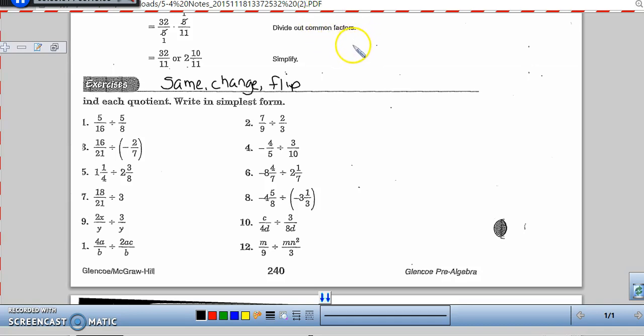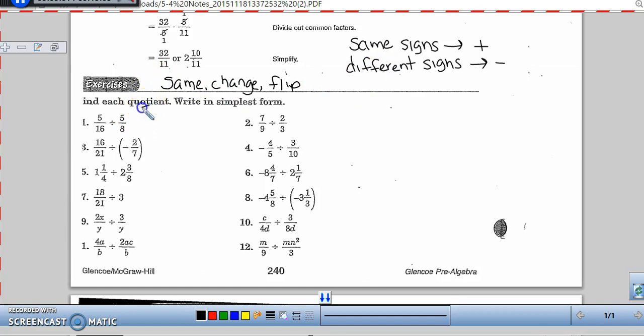Okay. The other thing we're going to remind ourselves of is that just like with multiplication, if you have same signs, the answer is positive. And if you have different signs, the answer is negative. Okay? Getting better at writing this. So let's try a few.